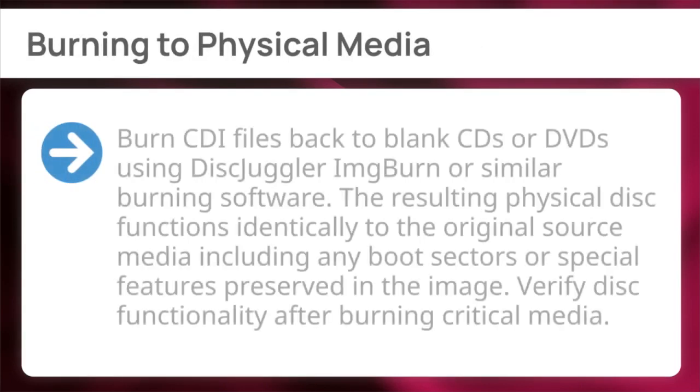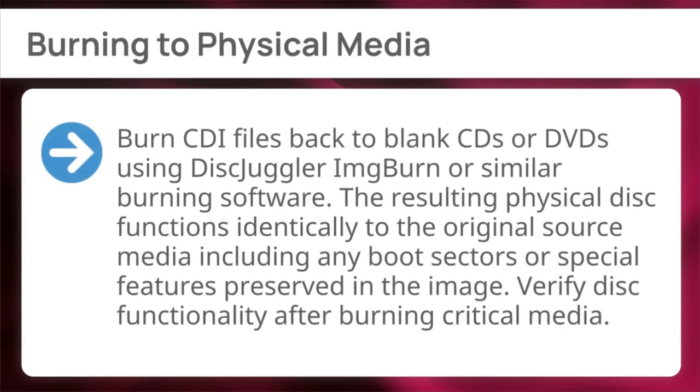Next, burning to physical media. Burn CDI files back to blank CDs or DVDs using DiscJuggler, IMGBurn, or similar burning software. The resulting physical disk functions identically to the original source media, including any boot sectors or special features preserved in the image. Verify disk functionality after burning critical media.